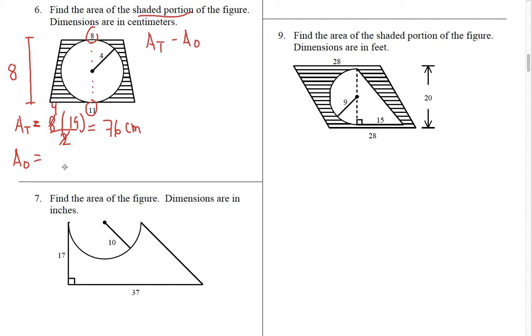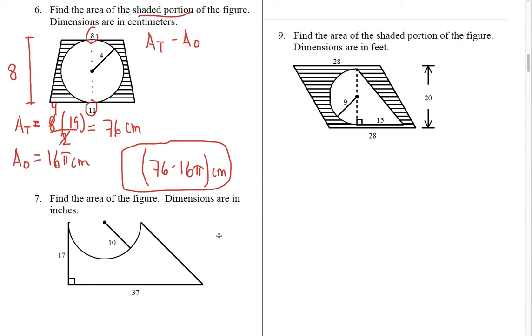The area of the circle is just pi r squared, so that would be 16 pi centimeters. And so my answer is simply 76 minus 16 pi, and then I put parentheses around it to indicate that these are both in centimeters.